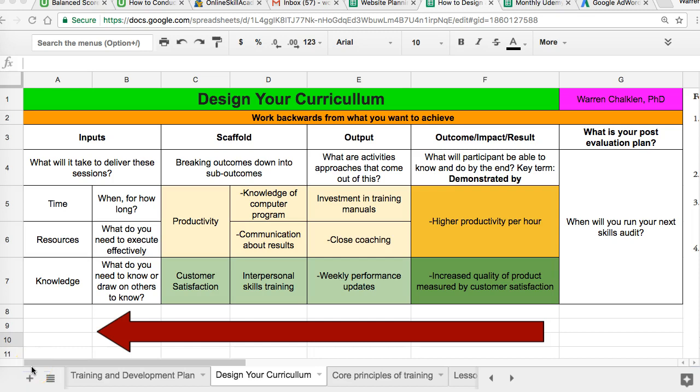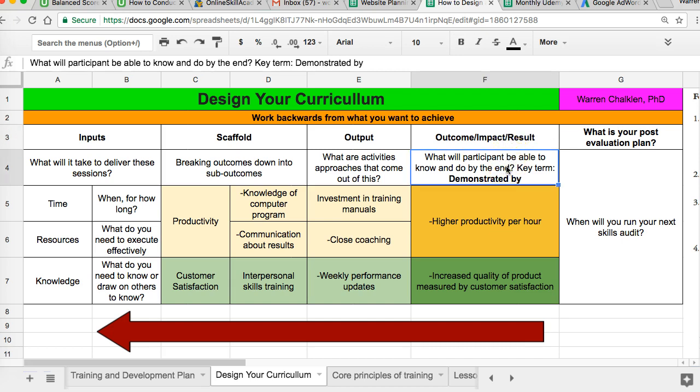A key element of designing a training is also designing a training curriculum. We'll talk a little bit more about curriculums in general. What I want to talk about here is how to design your curriculum, specifically how to work backwards from what you want to achieve. While we generally look from left to right, I'd like to invite you to look from right to left. In other words, let's begin with our results. What do we want to achieve?